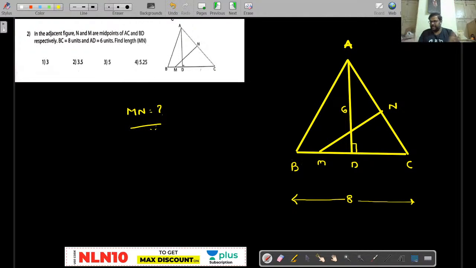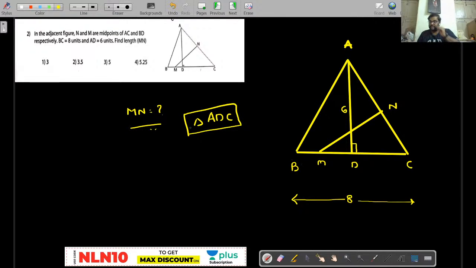Now I will explain clearly how we are using the basics to solve the question. As in the given question, N is the midpoint of AC. Am I right or wrong? Now observe only triangle ADC.